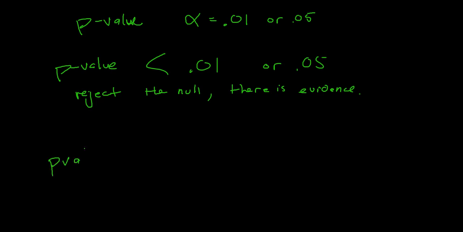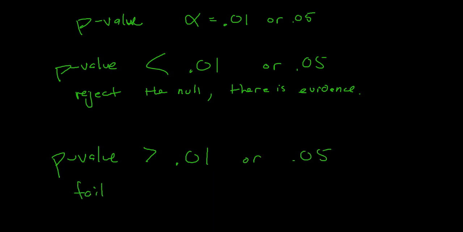Now, if your p-value, I'm having a hard time writing today. Excuse me. If your p-value is greater than your alpha of 0.01, or again, if you're using 0.05, this is when you fail to reject the null.